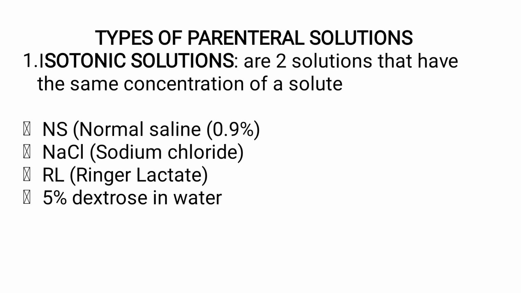Coming to types of parenteral solutions, we have three solutions. First one is isotonic solutions. These are the solutions that have the same concentration of a solute, and examples of isotonic solutions are normal saline, that is 0.9% sodium chloride, Ringer lactate, and 5% dextrose in water. Sometimes a question can be asked, isotonic solutions except, or isotonic solution example, like that. So NS, NaCl, RL, 5% dextrose in water.